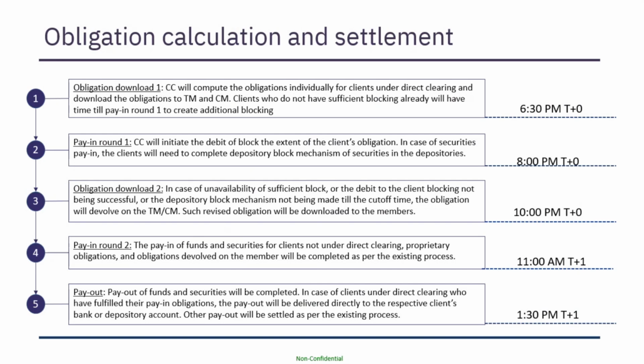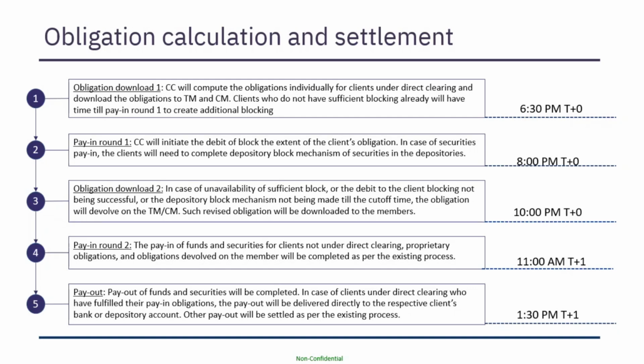For whatever reason, if there is any shortfall of block or if early pay is not done, so for example, based on 20% margin, the member allowed the client to trade, but for the remaining 80%, the customer did not create the block by 8 p.m. Or if the securities early pay was not completed by 8 p.m., then that will be treated as shortfall, and this short amount will devolve on the clearing member. So the clearing member will have to make good the difference amount.